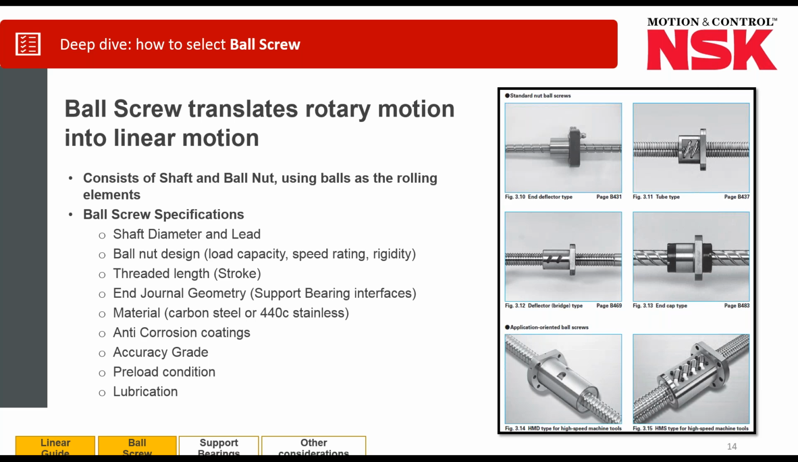The next component we're going to talk about is the ball screw. As you can see on the right, a ball screw is basically a threaded shaft and a threaded nut that goes along with it. Again, it has the basic specs that we're going to look for: shaft diameter and lead, which dictate speed or thrust, those types of things. And then we also look at the design of the ball nut based on what the load capacity, speed rating, and rigidity are, depending on the specification of the stage. And then we're also interested in how long it is, and what the geometry is on the end journals of the ball screw shaft to accept your support bearings, which handle the axial load of your ball screw shaft. And then again, the materials and the coatings, accuracy grade, preload, and lubrication. So those are the specs that we look for in defining the ball screw specs exactly. Next.